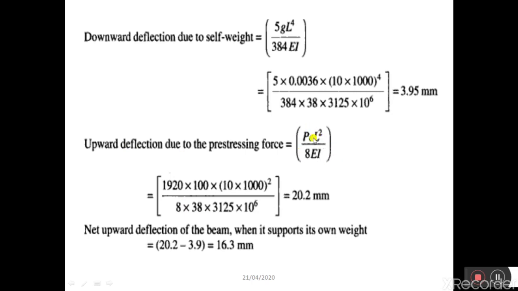So this is the deflection formula which is obtained by considering moment of area about the support for the 50% of a BMD. Substituting the values which we have already calculated, the values of P, e, L and EI, we will get the deflection due to prestressing force. It is 20.2 millimeter. So it is an upward deflection.